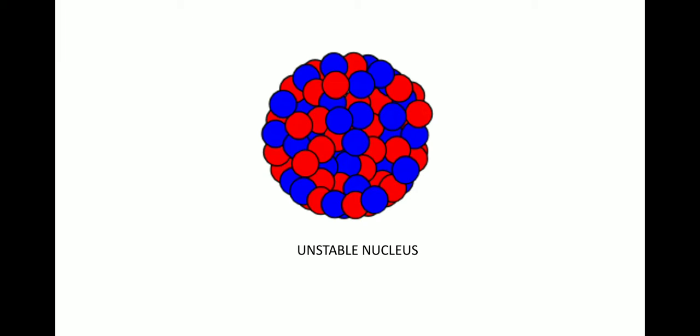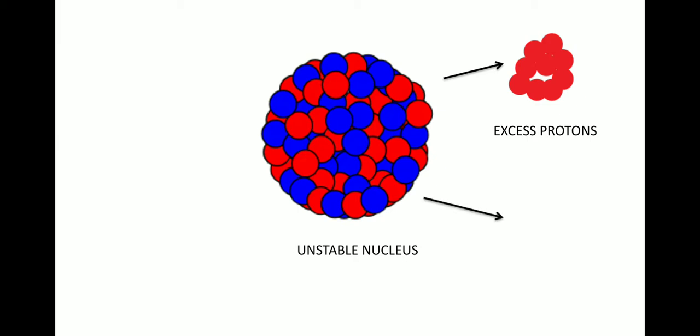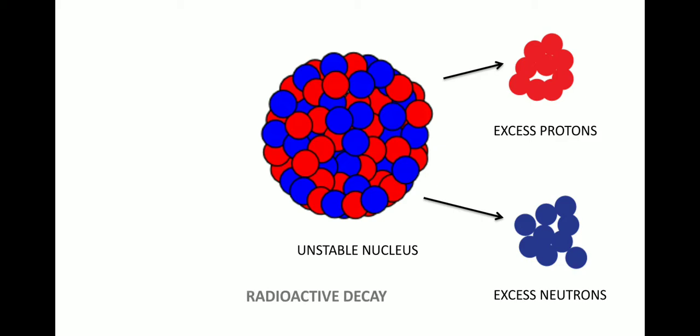So in order to be stable, this nucleus will give out the excess protons, and also sometimes the excess neutrons. This process of giving out the excess protons and excess neutrons in order to become stable is known as radioactive decay. There are three types of radioactive decay, namely alpha emission, beta emission and gamma emission.